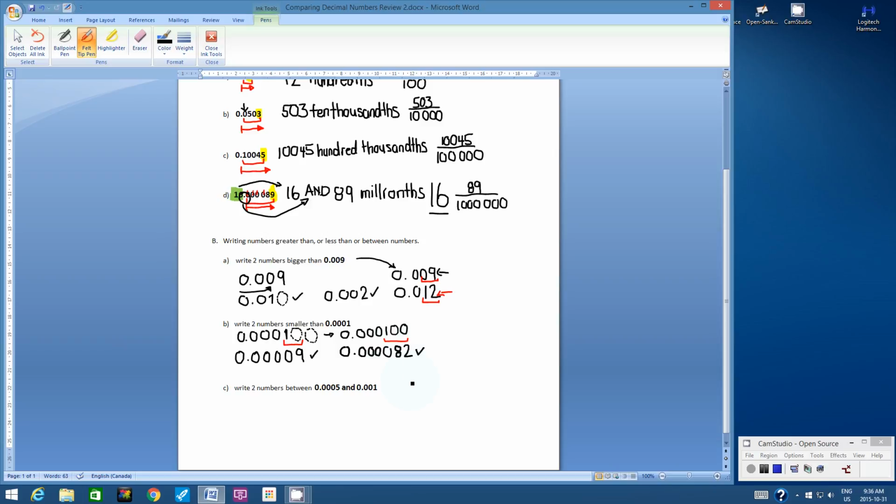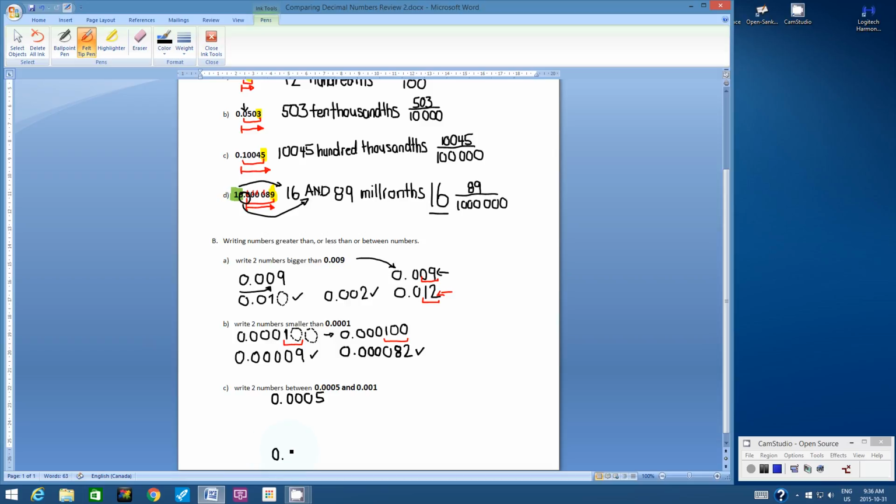Okay, so let's go to the last one. Write two numbers between 0.0005 and 0.001. Okay, so let's write the first number here, 0.0005. Now here's where it's really important that you write neatly and that you line up your place value columns. All right, then I'm going to write the next number. I'm going to leave some space in between.